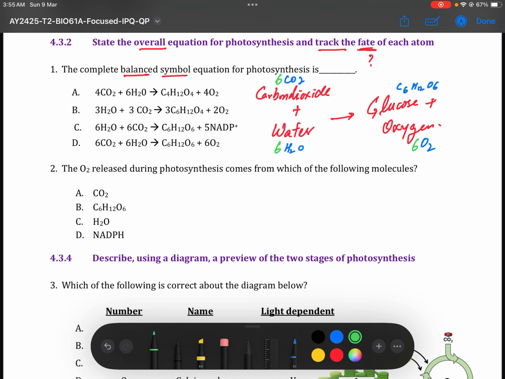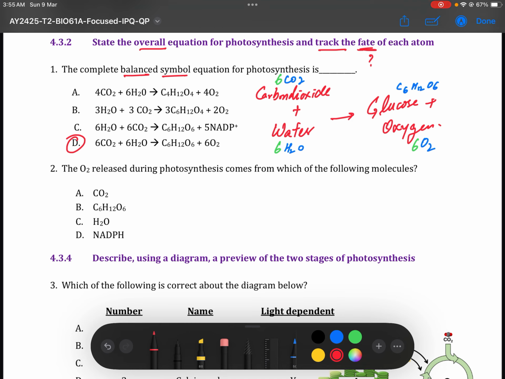From here you can easily see that the answer is D: 6CO2 plus 6H2O gives us C6H12O6 plus 6O2. So in this case you should learn the chemical equation as well as the word equation for this one.